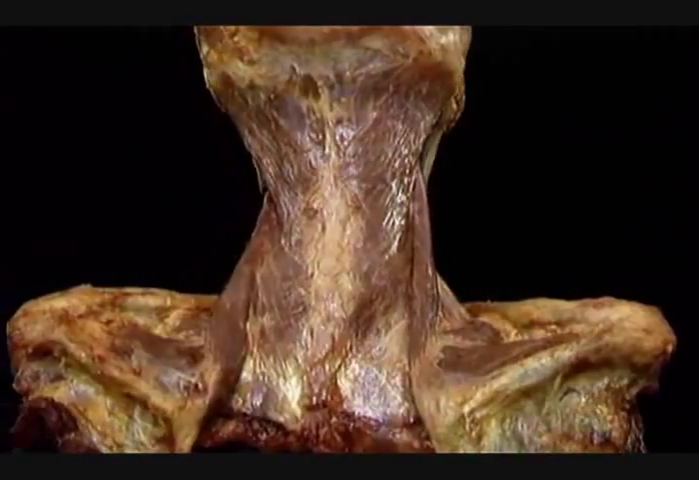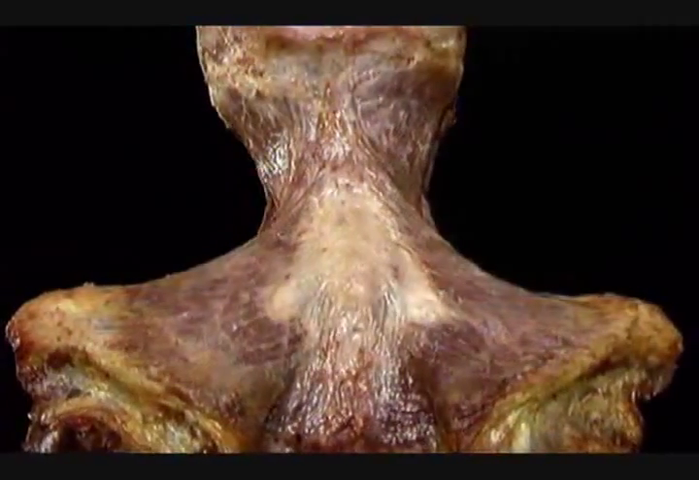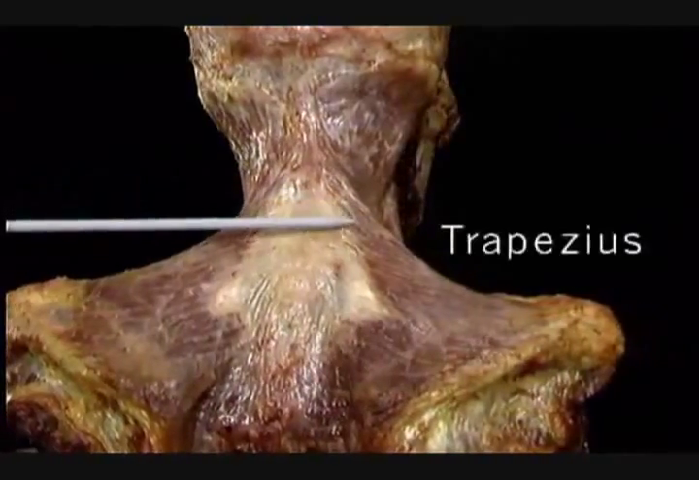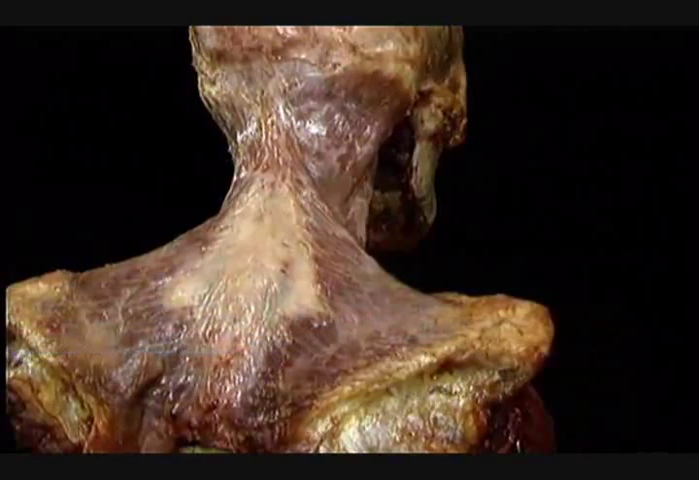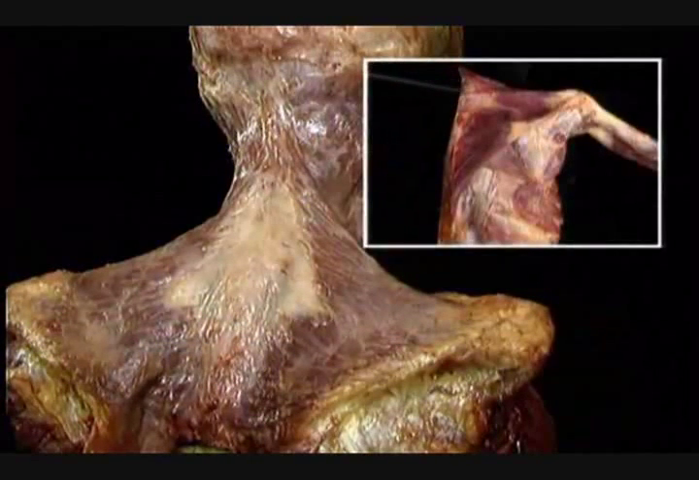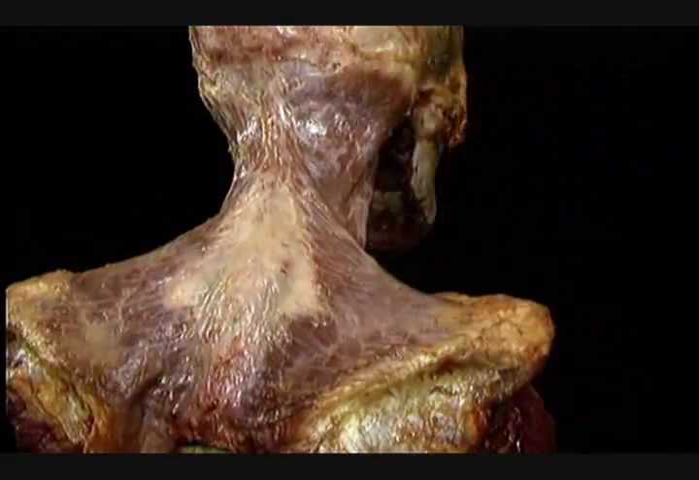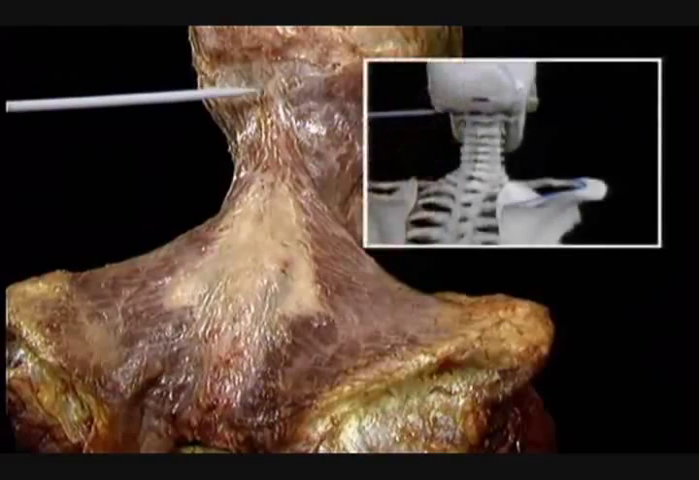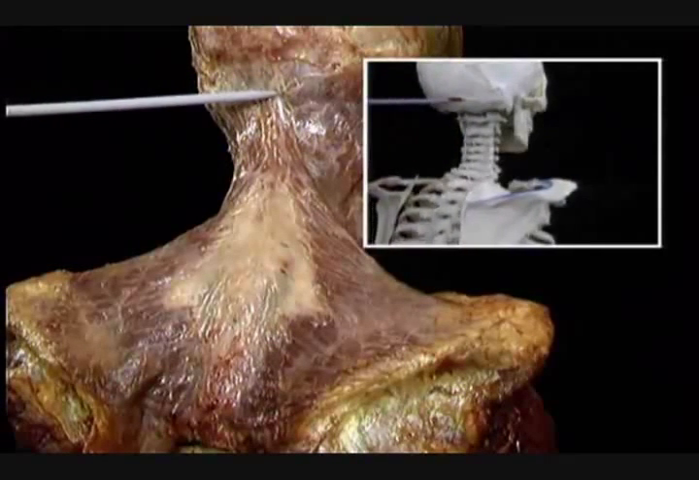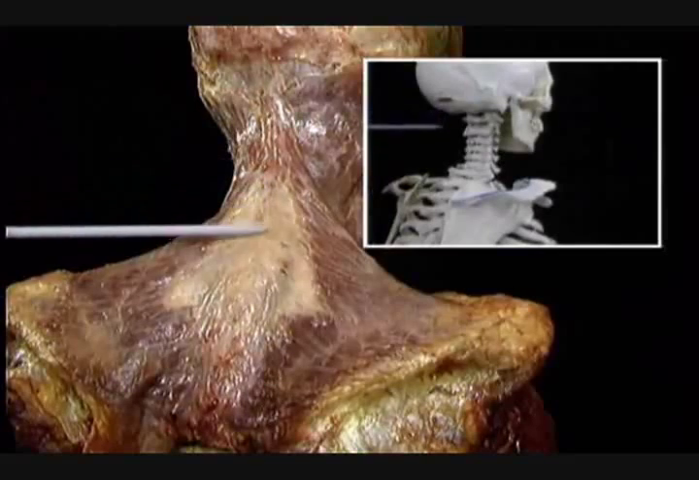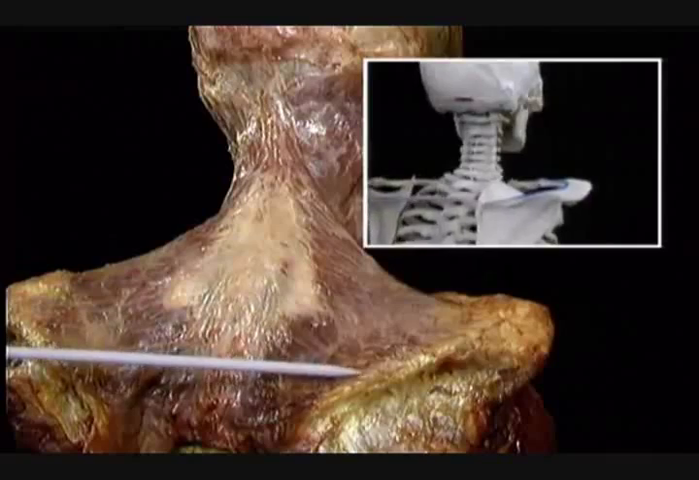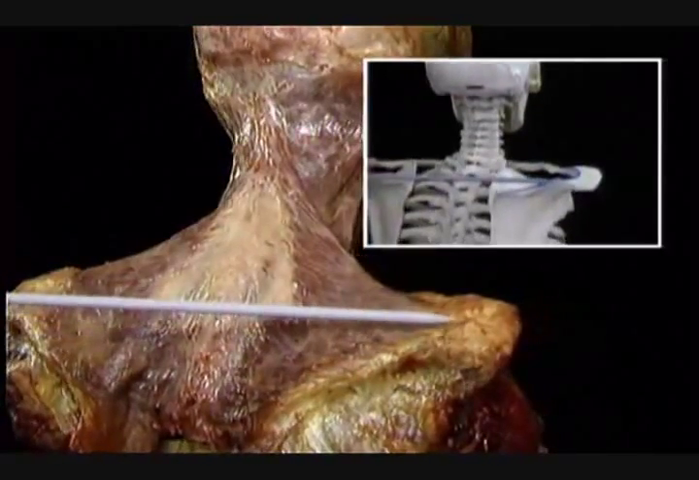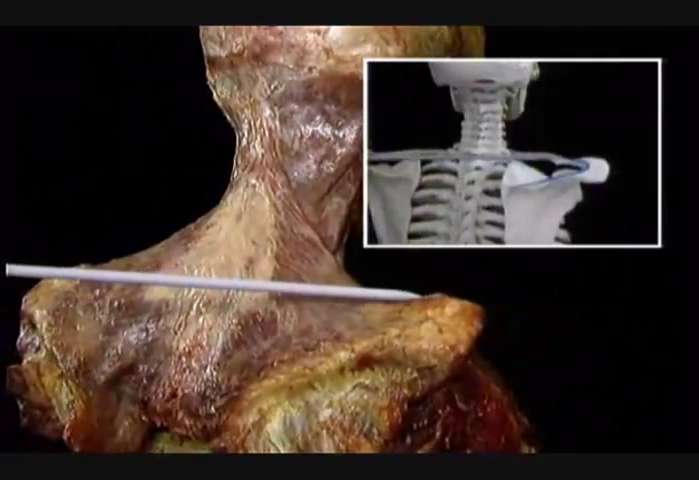Lastly, we'll add trapezius to the picture. Here's trapezius. Trapezius is a large and complex muscle. As shown in Volume 1, its lower part extends all the way down to T12. Here we're concerned only with its upper part. The upper part of trapezius arises from the medial part of the superior nuchal line and from the nuchal ligament. Its fibers fan out downward and laterally to insert on the spine of the scapula, the acromion, and the lateral third of the clavicle.